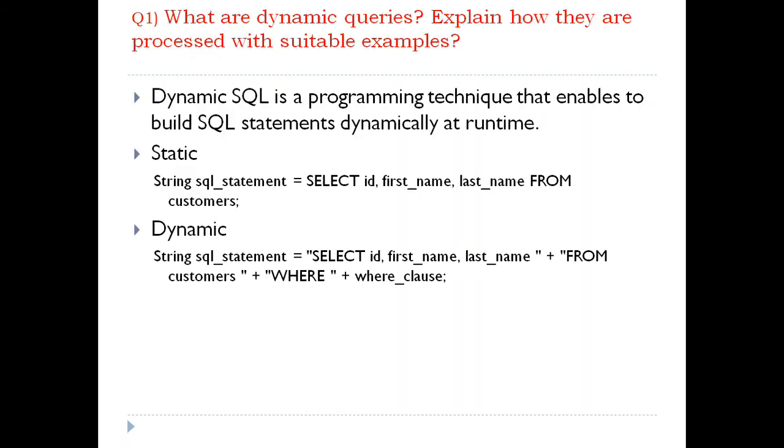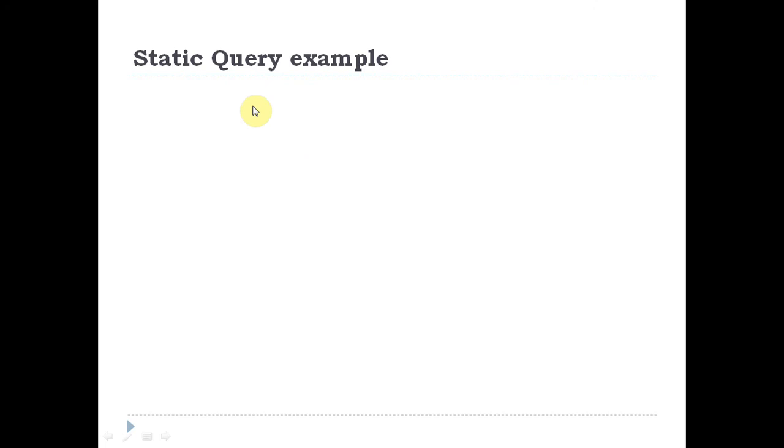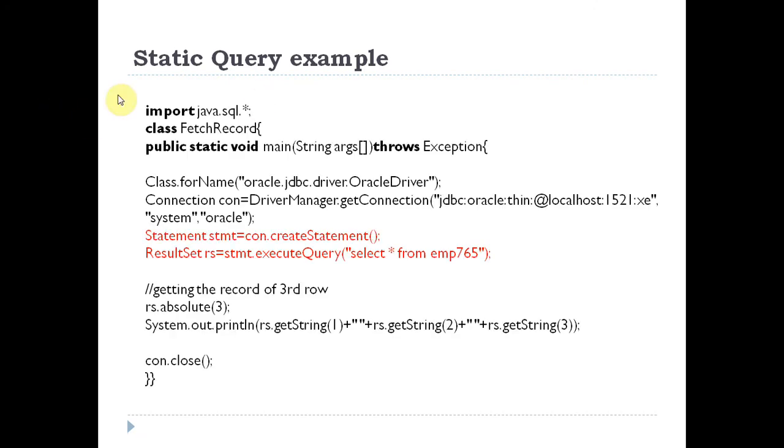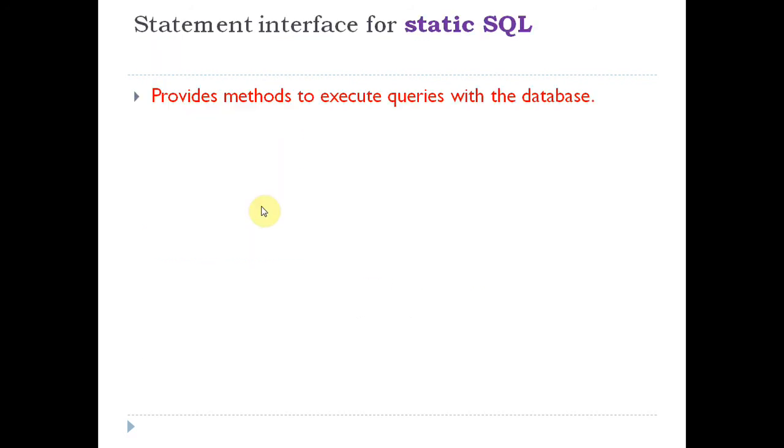Then this is an example of a static query, and in this program the statement interface is used to create static queries. Okay, so the statement interface is used to create our SQL statement. Then our SQL statement is this: select star from the table. Okay, so this query is complete at the time of compilation itself, and it is called a static query.